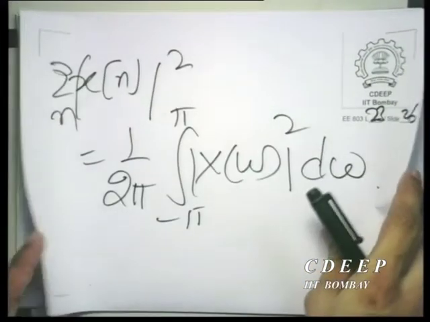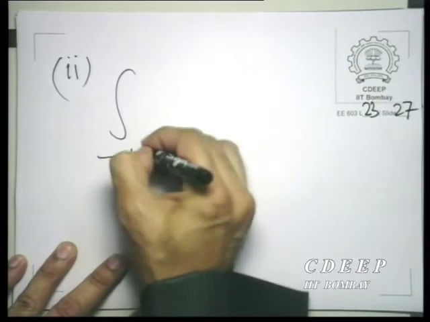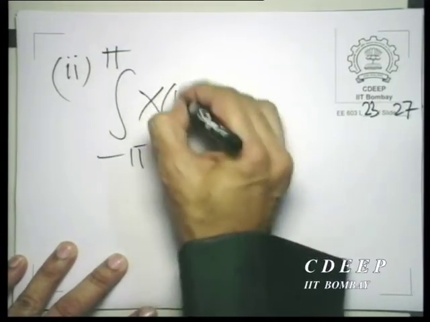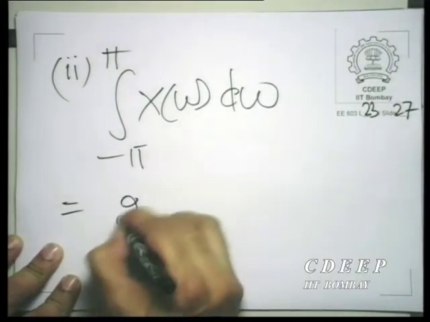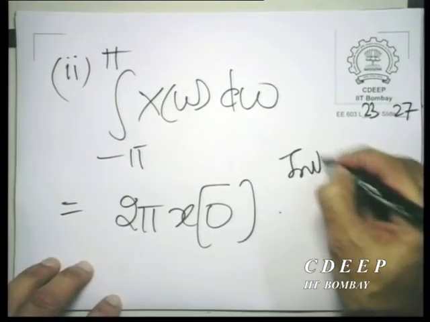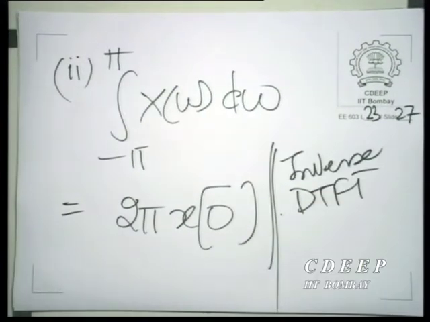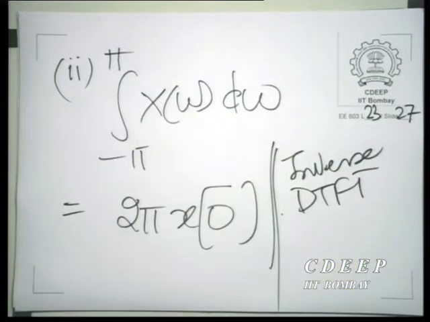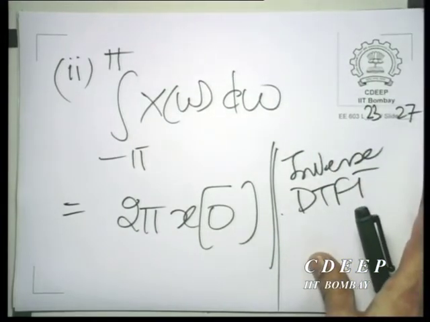Similarly, you were asked to evaluate the integral of X(omega) with respect to omega from minus pi to pi, and that is easily seen to be essentially 2 pi times x of 0. So, that is easy to evaluate by using the inverse discrete time Fourier transform. It is essentially the inverse discrete time Fourier transform evaluated at n equal to 0 and multiplied by 2 pi. Once you have the samples of the sequence, you have nothing more to do. It is in fact given to you.